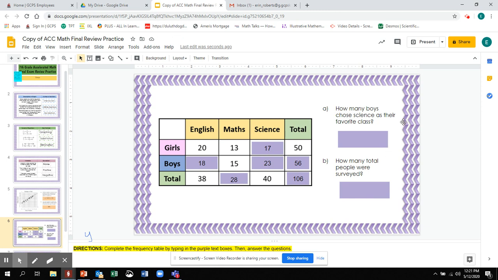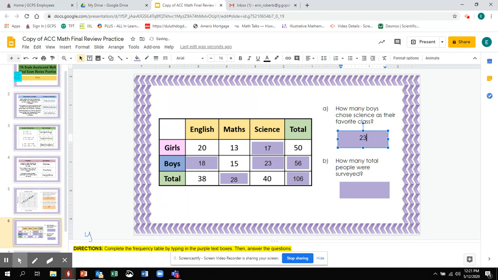Next, I'm going to answer these questions. How many boys chose science as their favorite class? I'm going to go to the boys row and figure out how many chose science. So I'm going to go to the science column in the boys row, and that is 23 people. So 23 boys chose science as their favorite class.